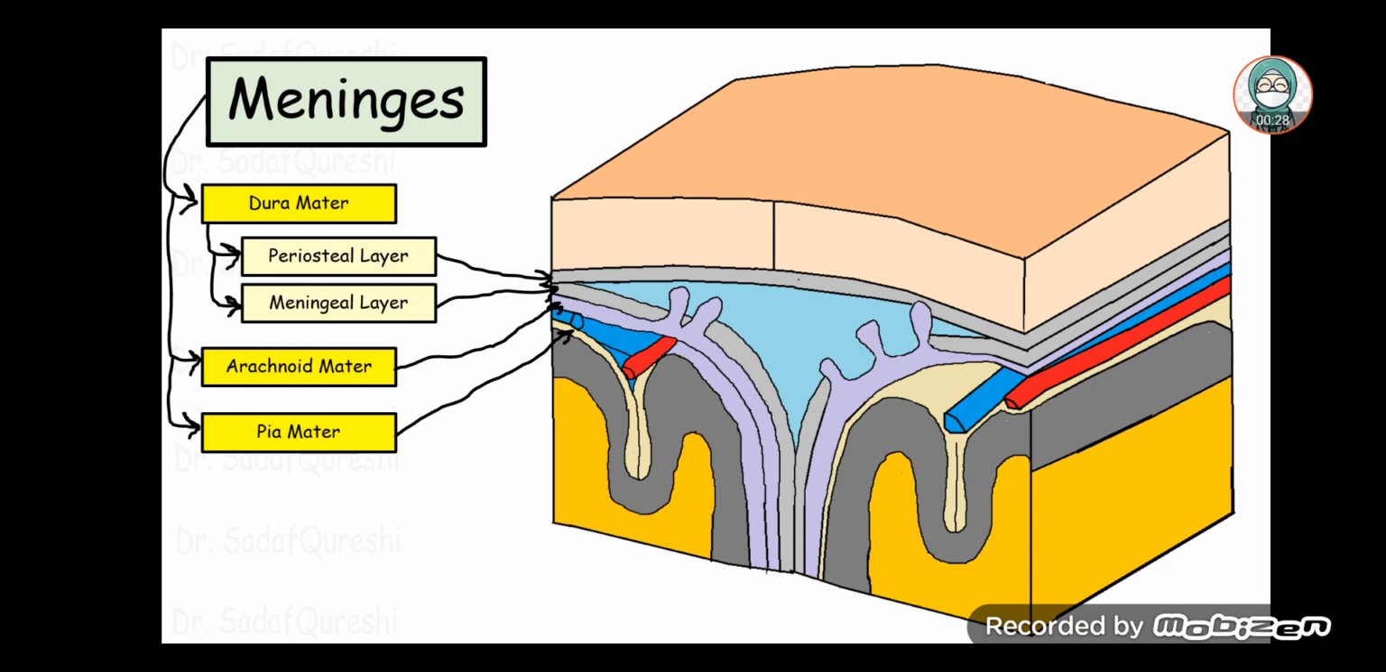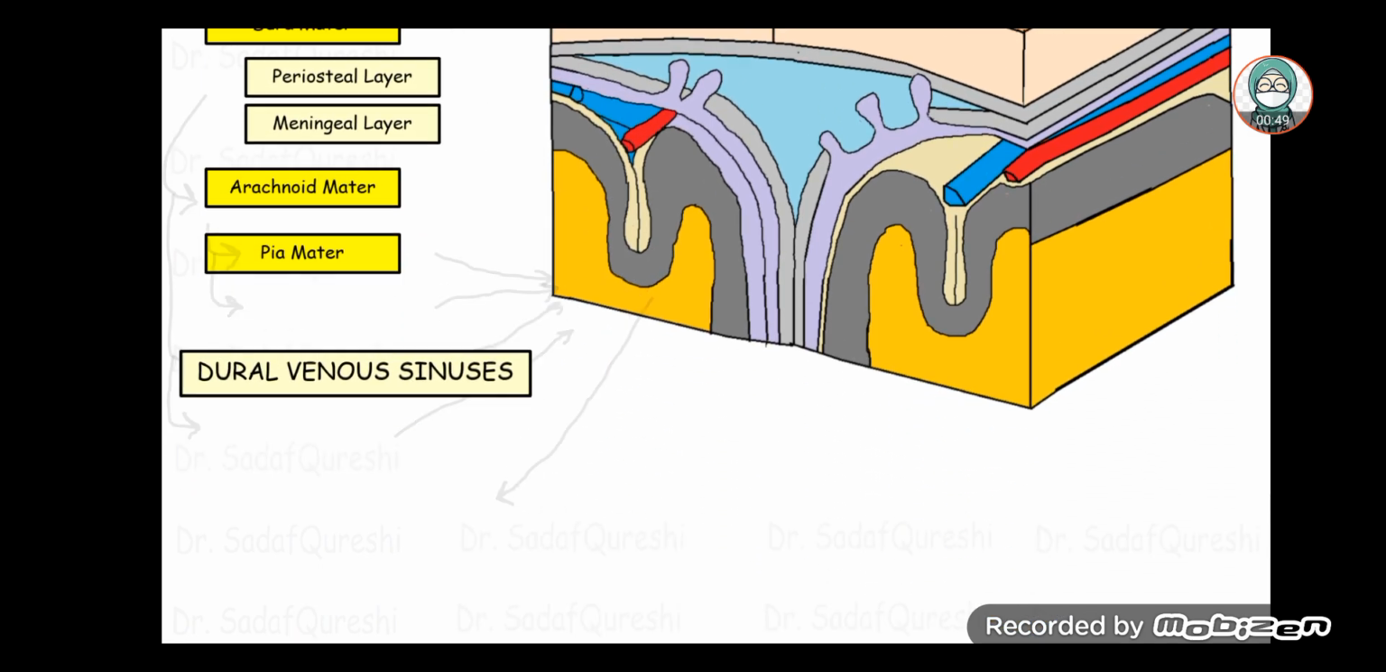In most areas of the skull, the periosteal layer and meningeal layer are tightly attached to each other and do not have any space between them. But in some areas along some lines, the periosteal layer and meningeal layer are separated from each other, and there is fluid in between these layers, and that area is called dural venous sinuses.